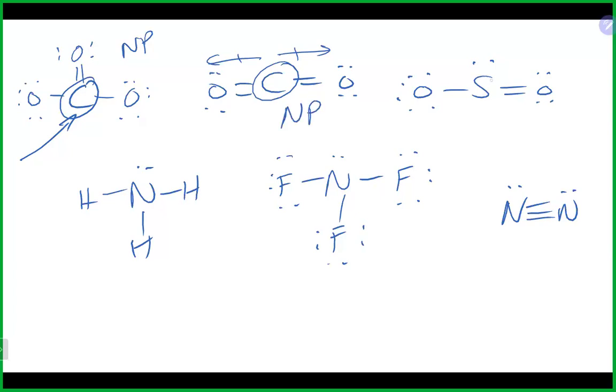This one, dots on the central atom? Yes. Everything on the outside is the same. That's going to be polar. Yes. How about this one? Dots on the central atom. Everything on the outside is the same. Polar or nonpolar? What about this one?